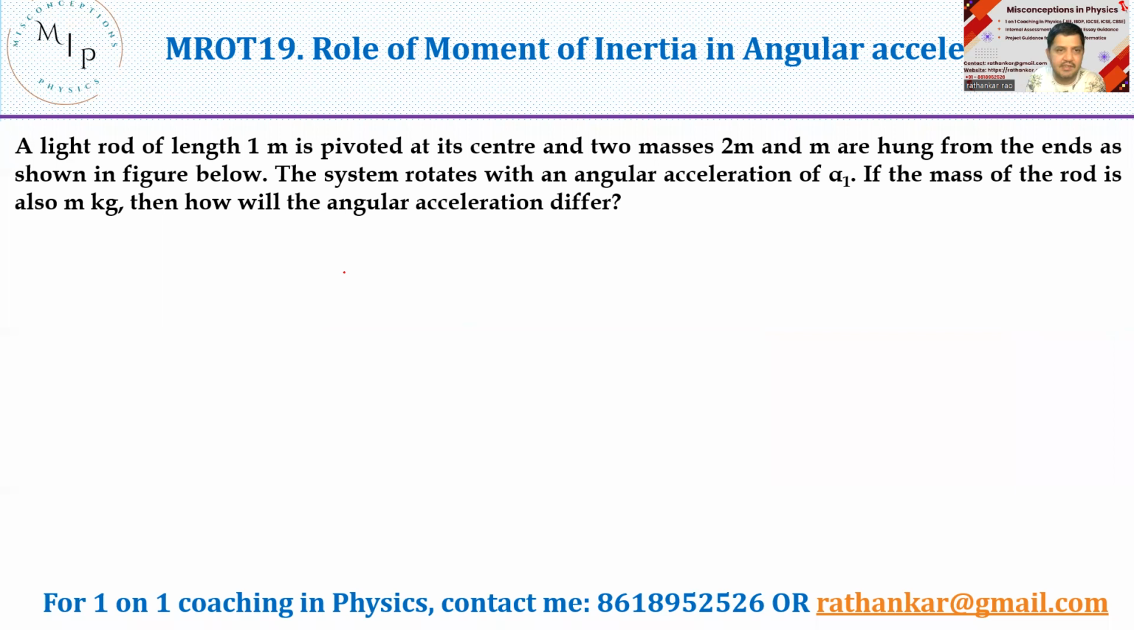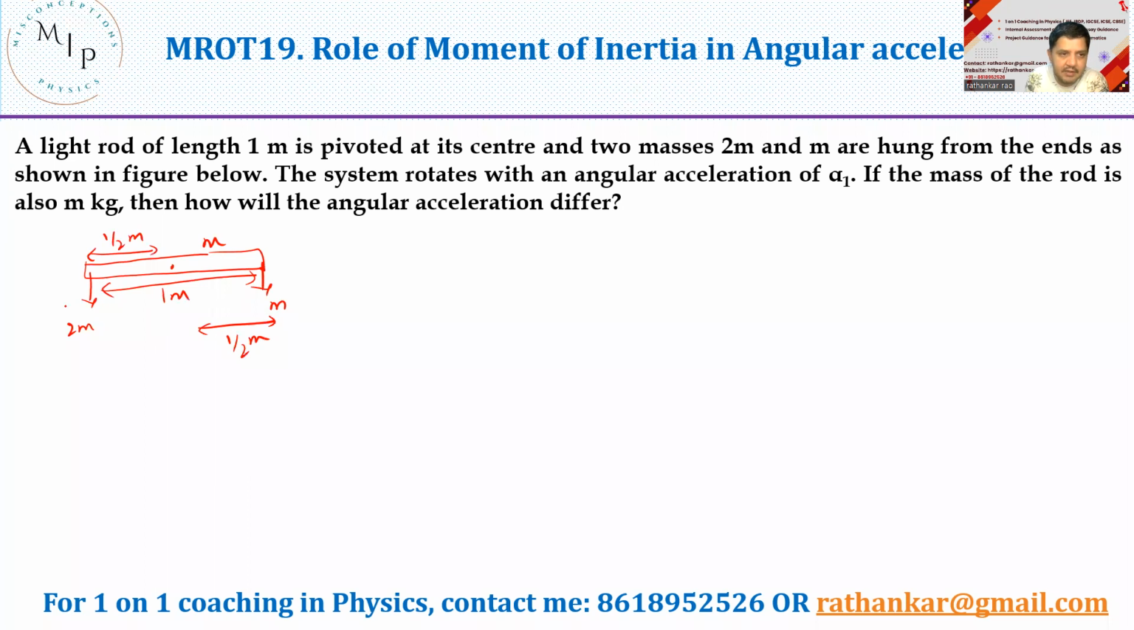Now the correct solution is, let me redo it once again. You have a rod of length 1 meter. You are adding 2m here, and you are adding m here. This is the center. This also has a mass m. The length of it is seen to be 1 meter, so the distance between these two ends is half meter. The distance between these two is also half meter.